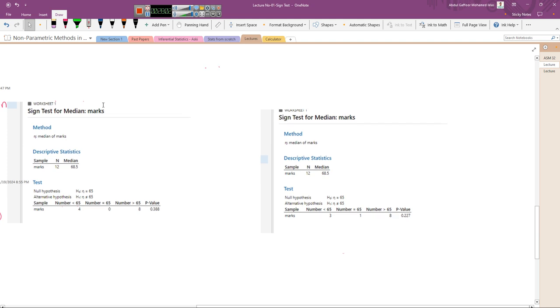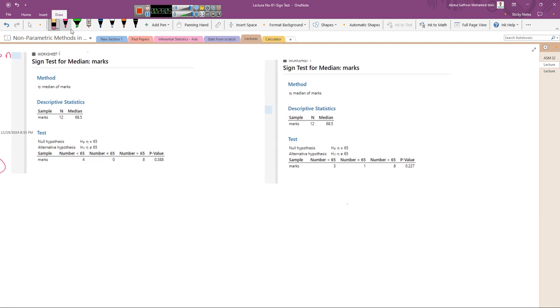Here you can see we have two outcomes. The first outcome is positive and the other outcome is negative. The number of positive outcomes is 8 and the negative outcomes is 4. And our claim is that the median is equal to 65. Now it follows a binomial distribution, X, where X is our success. X follows a binomial distribution with n comma p, where n is the number of trials and p is the probability of success.